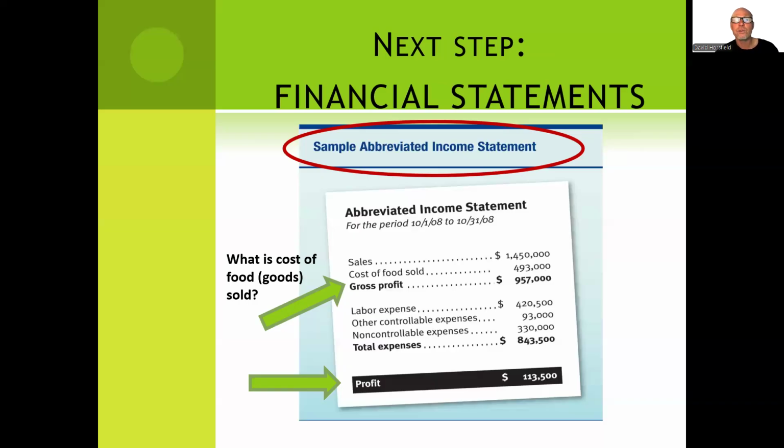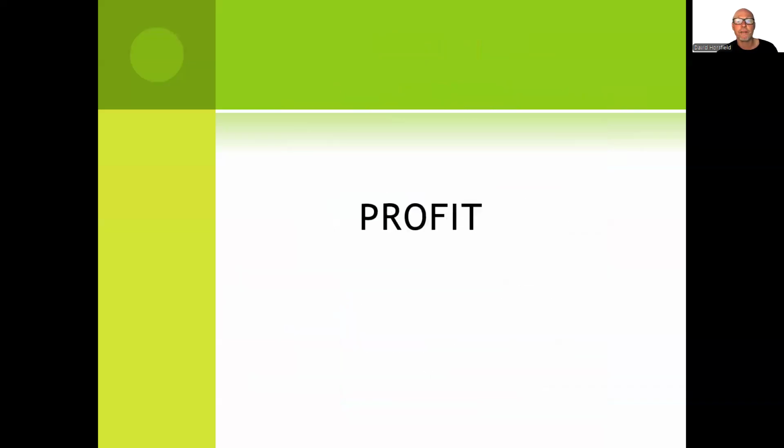Sales is revenue. So sales revenue of $1,450,000. The very first thing we do is subtract the cost to generate those sales, in this case $493,000. Then the gross profit is $957,000. Not to be confused with profit all the way down the bottom, because $957,000 is a lot different to $113,500. Profit has lots of different parts. Cost of food sold, cost of goods sold, is our important stopping point right now to get to gross profit.